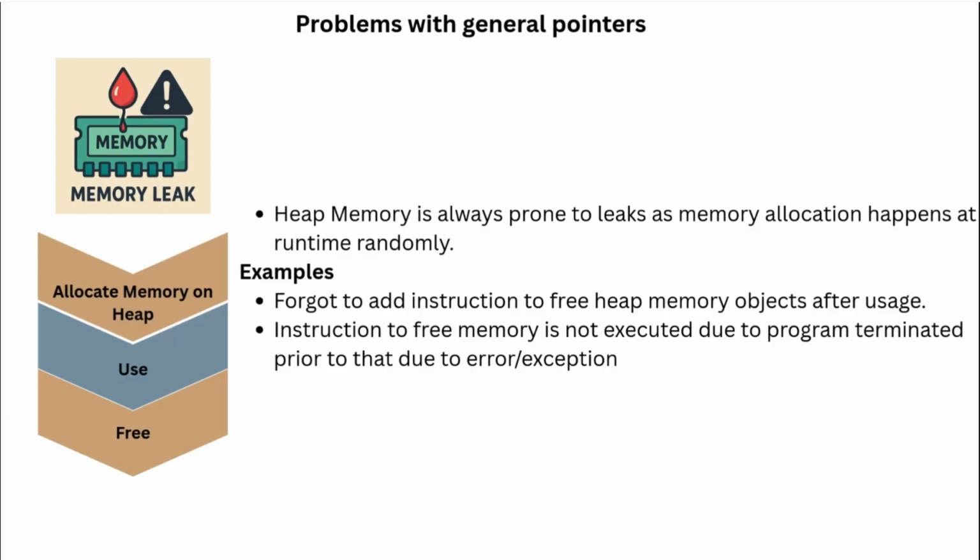So the main problem with general pointers is memory leaks. Why do memory leaks happen? When you create objects using malloc in C or new in C++, the memory is allocated from the heap, which happens at runtime, not at compile time. Global variables and static variables are always allocated from the BSS section or data section, which happens before the program even runs. So it is pre-allocated memory, so there is no issue. They will live until the program is running.